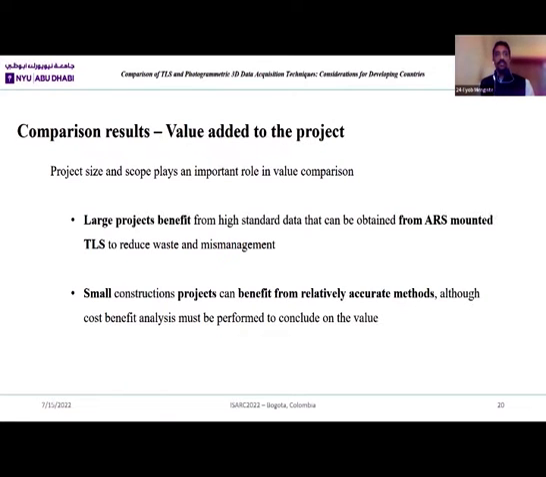In terms of value added, large projects could benefit from the robot-mounted terrestrial laser scanning systems. This is because it reduces waste and also reduces mismanagement. However, for small constructions, we cannot say this method is perfectly useful because it is case-by-case dependent, and we just propose that the contractor needs to do a cost-benefit analysis and choose which one is best.